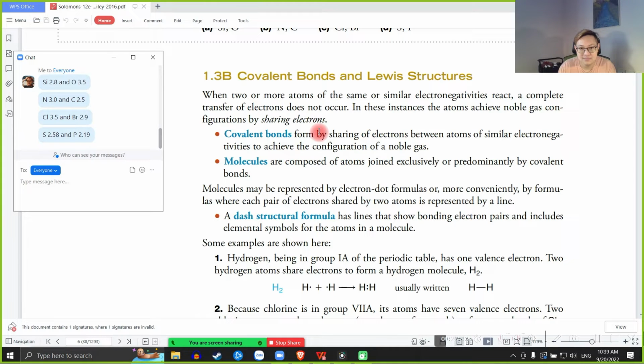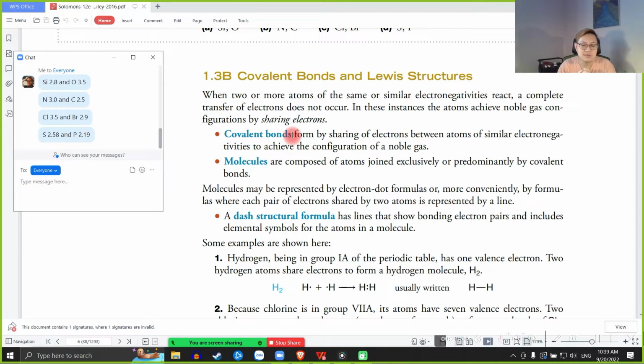Hello. Can you repeat again? Okay. So I was talking about a sharing of electrons when we form covalent bonds, isn't it? Okay. So covalent bond is formed when the two atoms share electrons with each other to form the bond, isn't it?